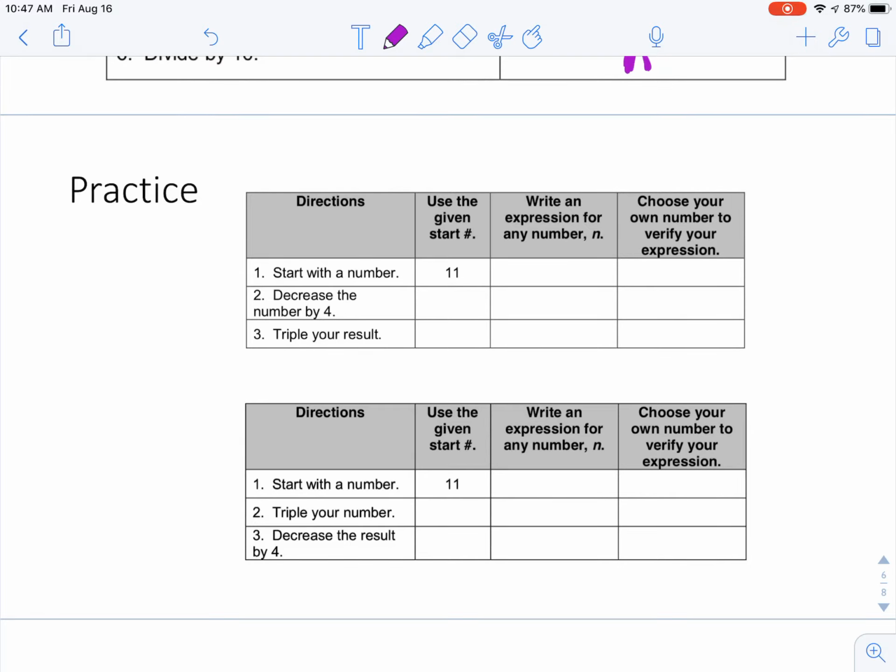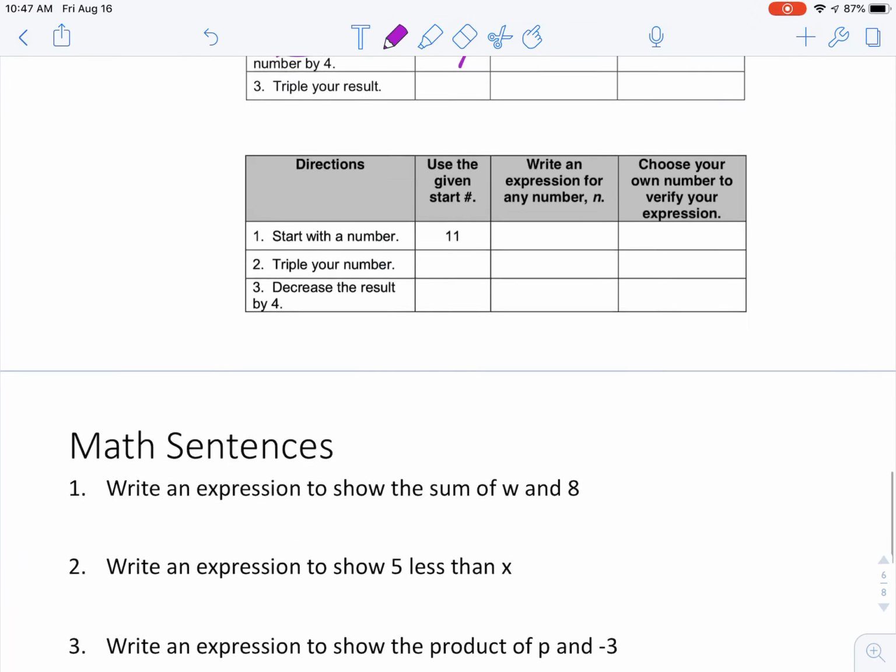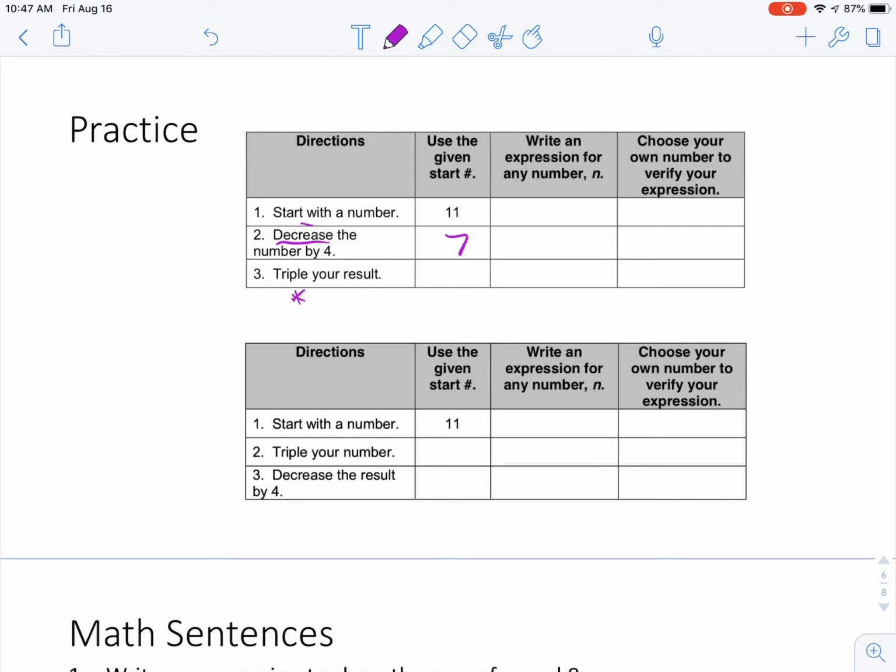All right, let's try this one. Starting with the number 11, we're going to decrease that by 4. Decrease means subtraction, so we're going to subtract 4 to get 7. And we're going to triple the result. Tripling means we're going to multiply it by 3. So 7 times 3 is 21. Write an expression for any number n. So we're going to do this one with n. Decrease n by 4, and you're going to get n minus 4. Triple your result, that means multiply everything by 3. n times 3 makes 3n, 4 times 3 makes 12.